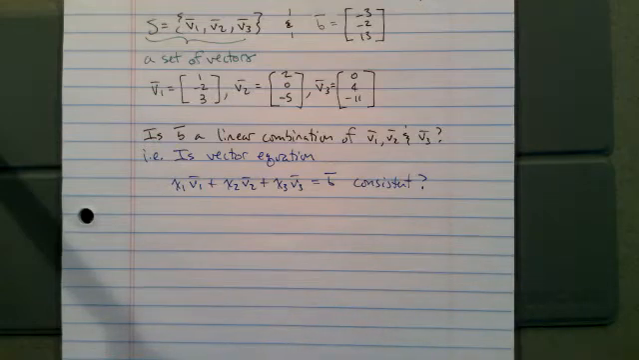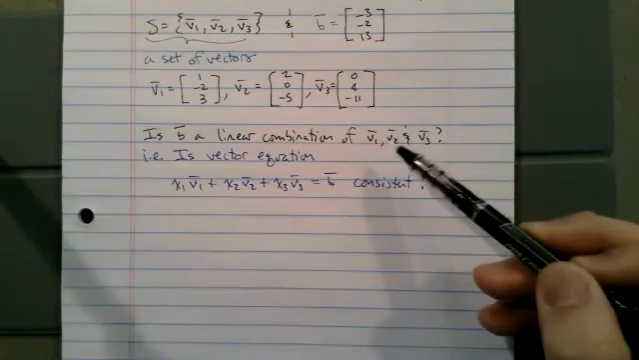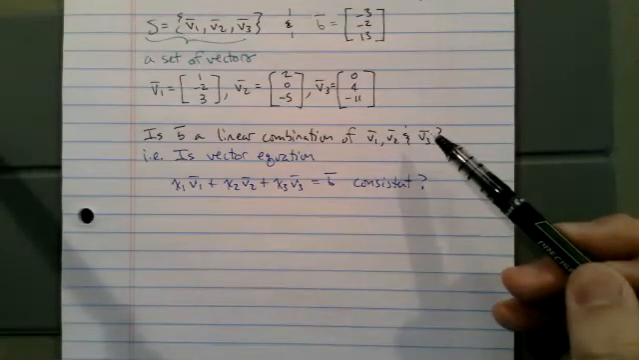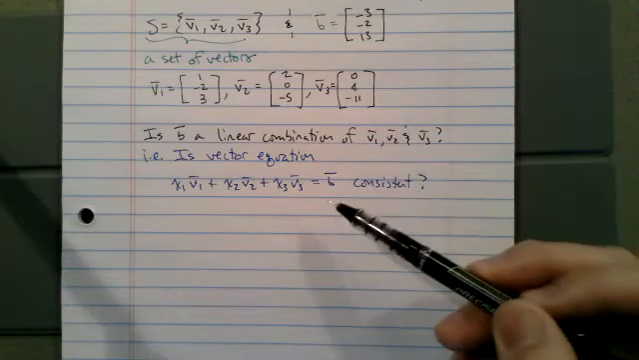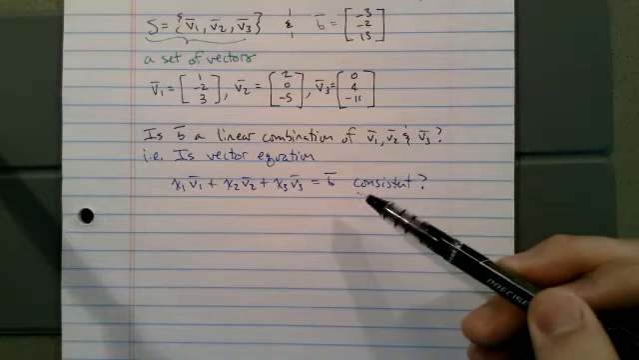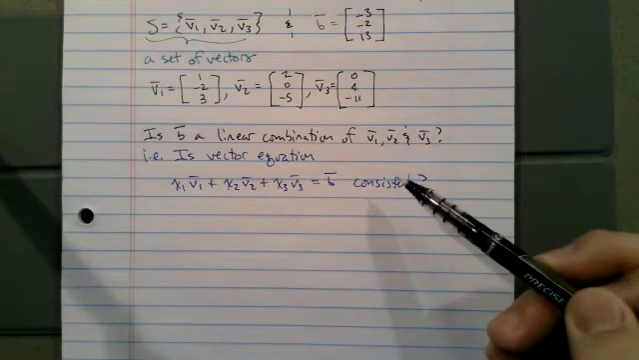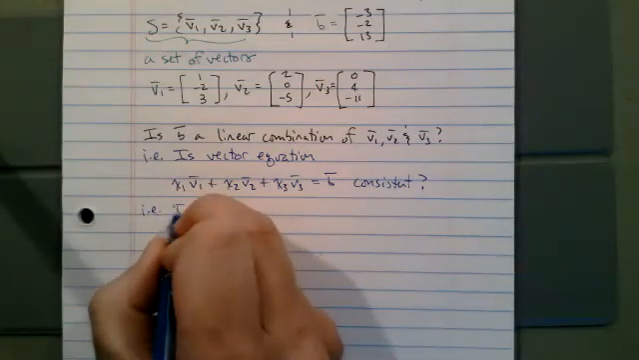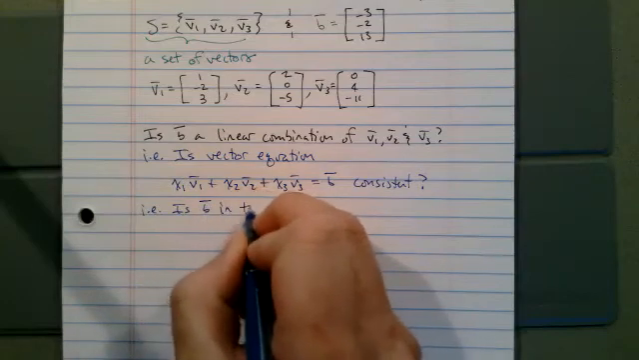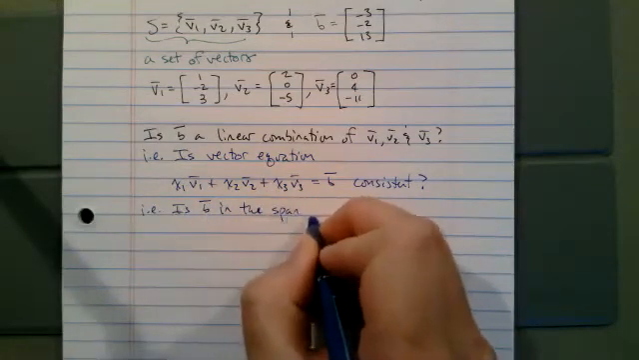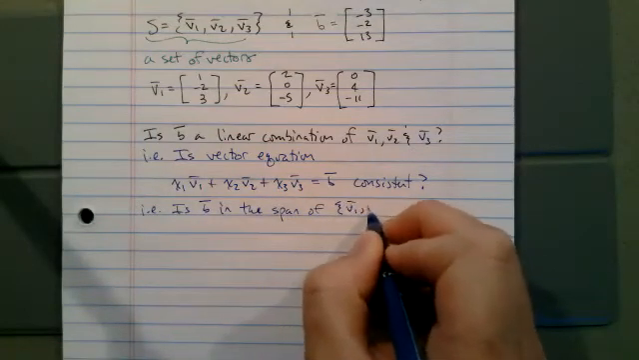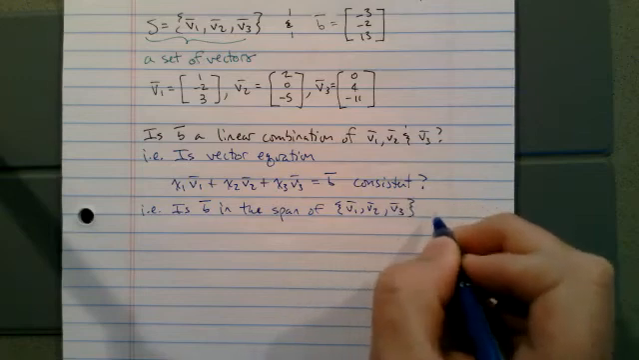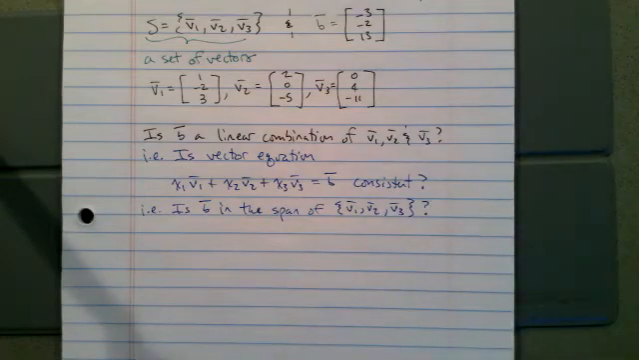So another way to ask if b is a linear combination of the vectors v1, v2, and v3 is to ask, is the vector equation x1 v1 plus x2 v2 plus x3 v3 equal b consistent? Another way to ask this question, to use a new term, is: is b in the span of the set of vectors v1, v2, v3? So another way to ask if this vector equation is consistent is to ask if b is in the span of that set of vectors.